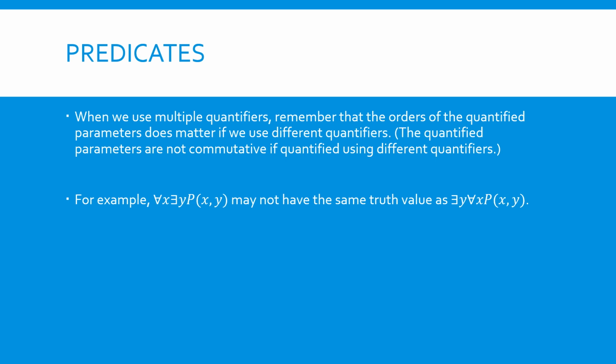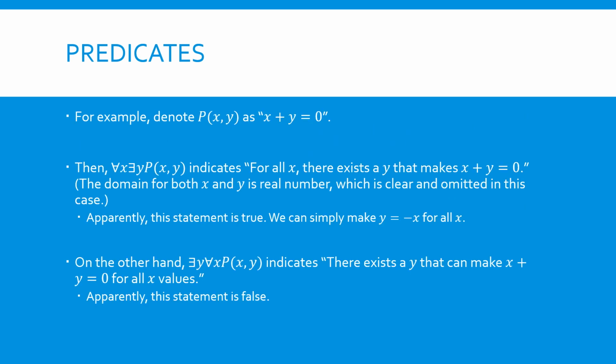First, note that the orders of the quantified parameters do matter if they are being quantified using different quantifiers. That is, the predicate that says, for all x, there exists a y such that P(x, y), may not express the same meaning as the predicate that says, there exists a y such that for all x, P(x, y). For example, consider a predicate P(x, y) that says x plus y equals 0. The domain for both x and y are real numbers.